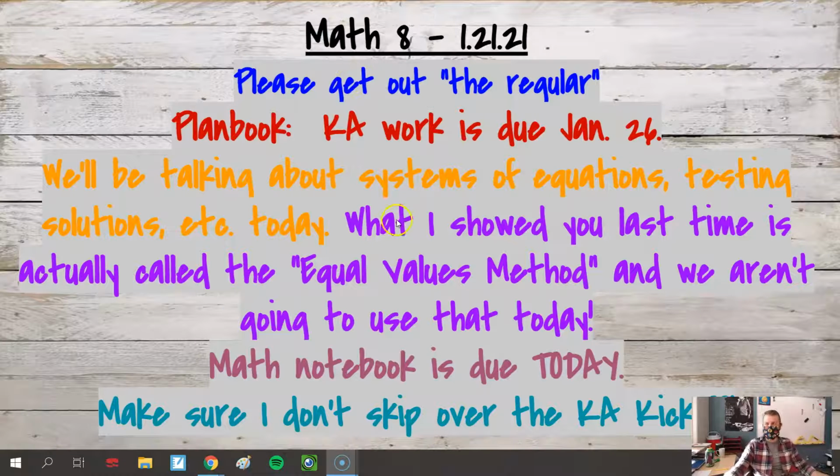All right, so last time was the equal values method. We're still talking about systems of equations. Obviously, you don't have to turn in the notes you take today if you want to continue taking notes on that paper the next time we meet. But my goal is to get your notebooks, or whatever you hand me today, back to you on Tuesday. So I'll only have it for the weekend.